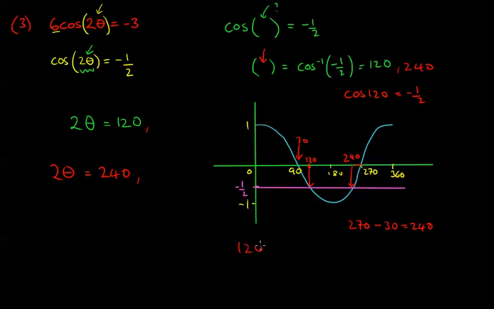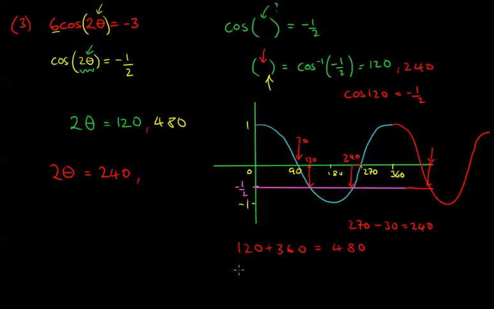So if we do 120 add 360, what I mean by that is this one here, which is also at the same height, this particular value here, is 360 away from 120. So if we add 360 to 120, what do we get? We get 480. So another answer for 2 theta could also be 480. So this thing inside the bracket could also be 480.